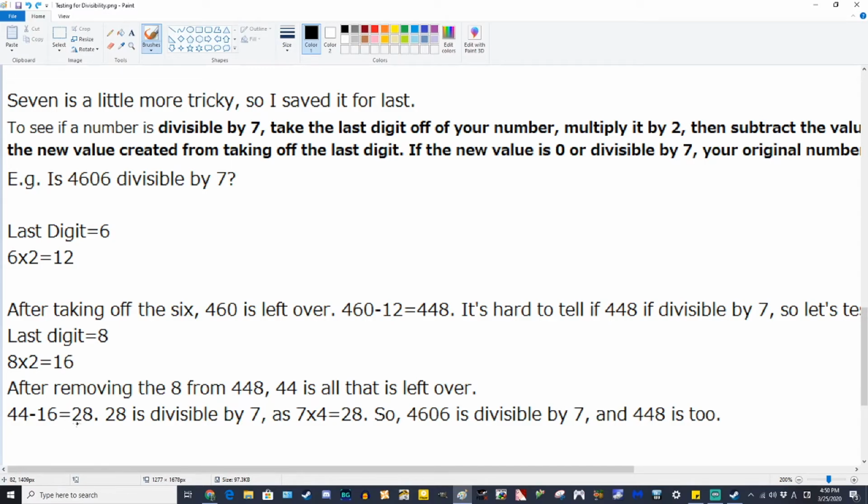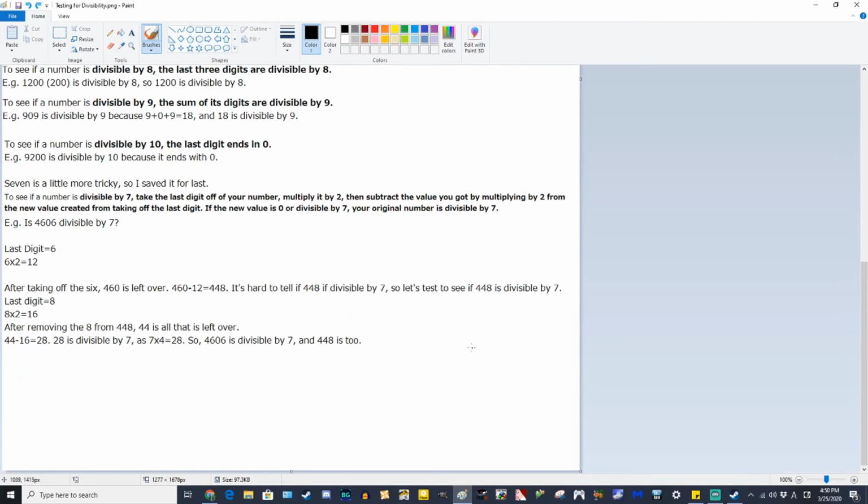Is 28 divisible by 7? And yes, as I hope you know, maybe you don't if you don't know your times tables that well, 28 is divisible by 7. So by us figuring that out, 4,606 is divisible by 7, and 448 is also divisible by 7, because we just did the test on that too. So yeah, 7 is a little tricky.